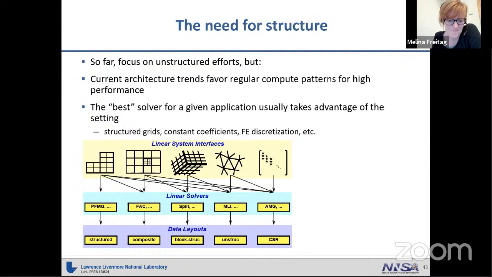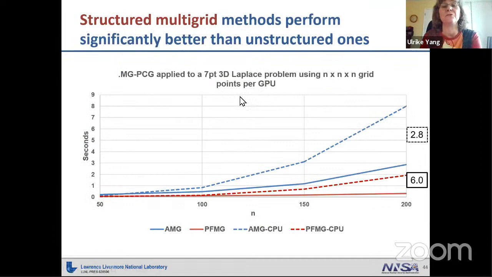Okay, so obviously we are talking about unstructured so far. As I said before, you can get better results using structure. For example, if we compare our PFMG performance to AMG performance, this is for a 7.3D Laplace problem, again run on Lassen. You can see down in red, the PFMG results are much faster. We do get a better speed up here, 6.0, versus over here with 2.8. So we have a lot more potential using structured problems and structured solvers. But as I said before, PFMG is limited to the structured interface.